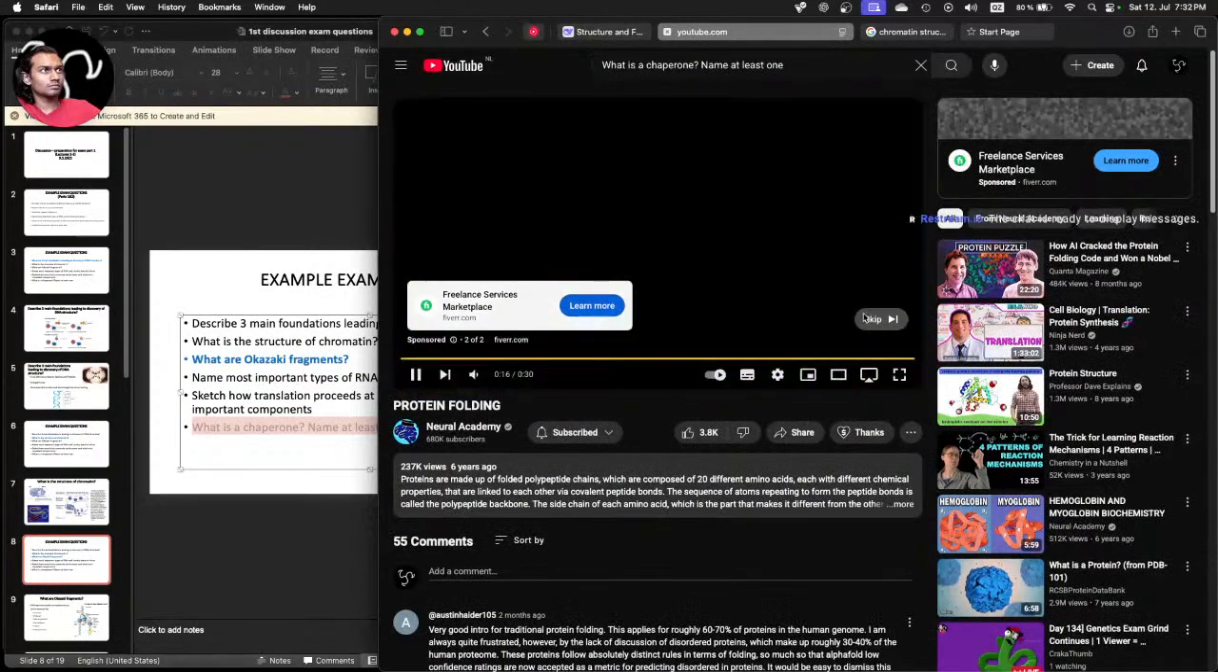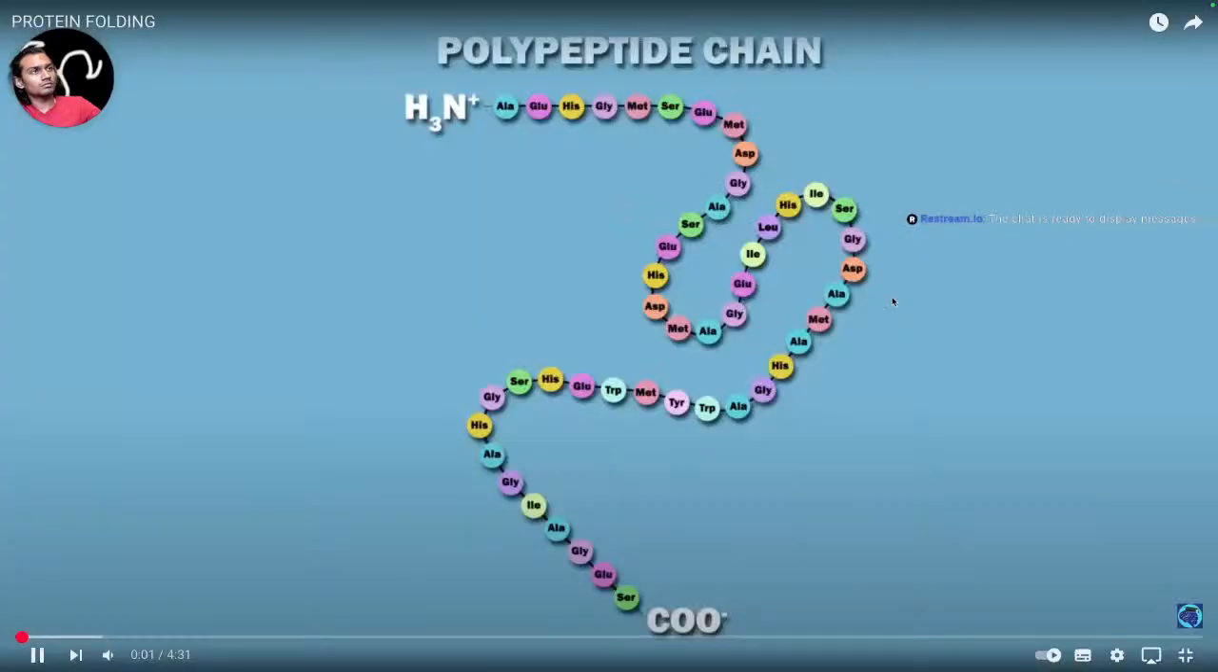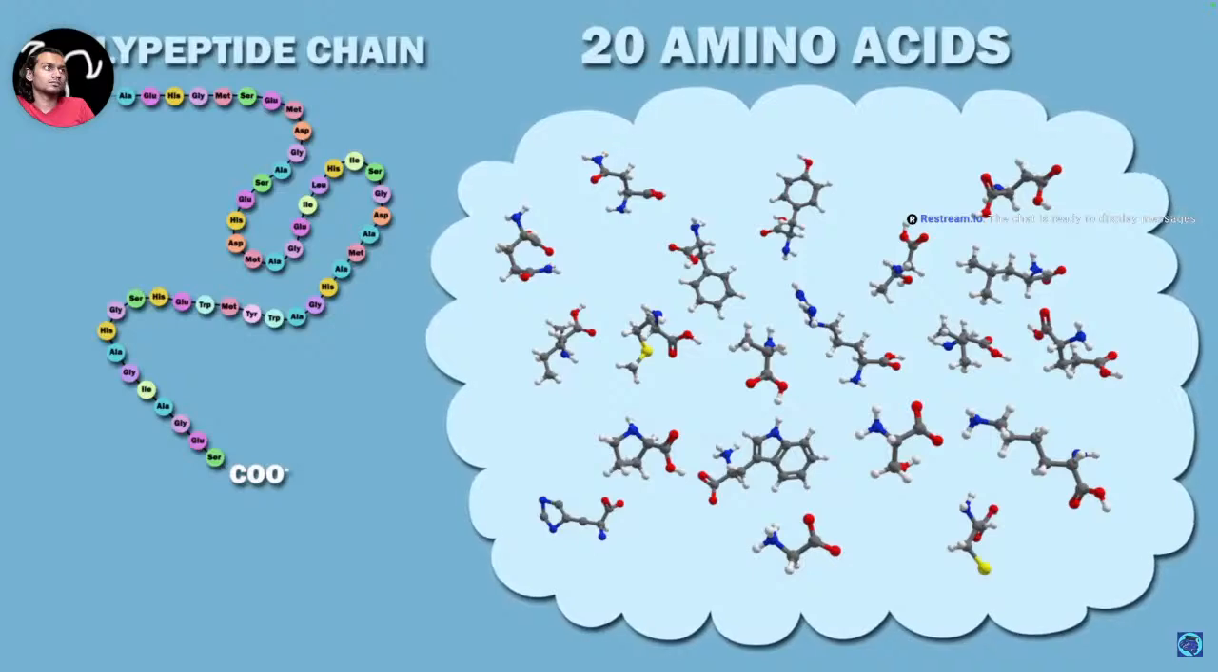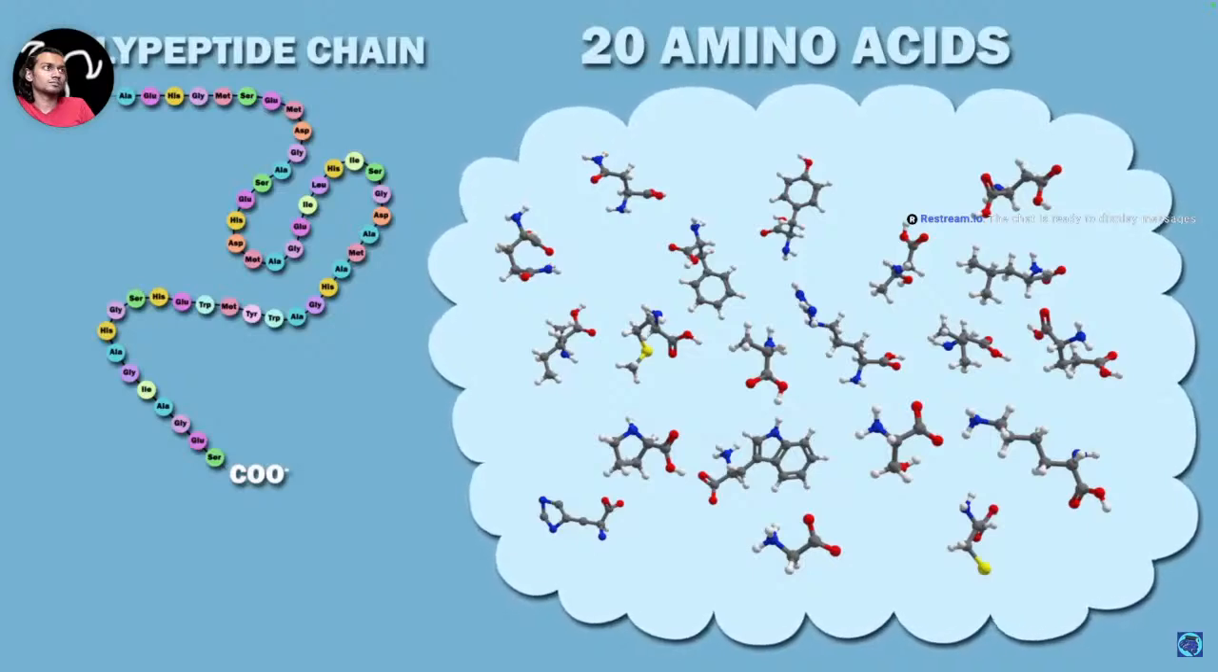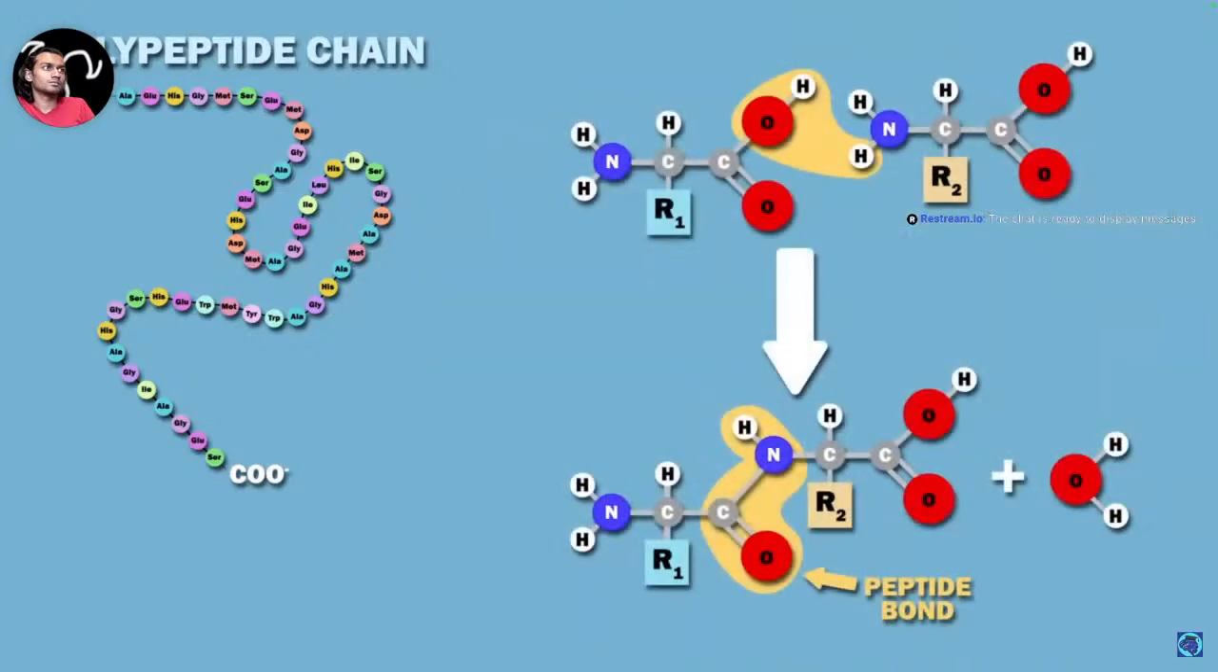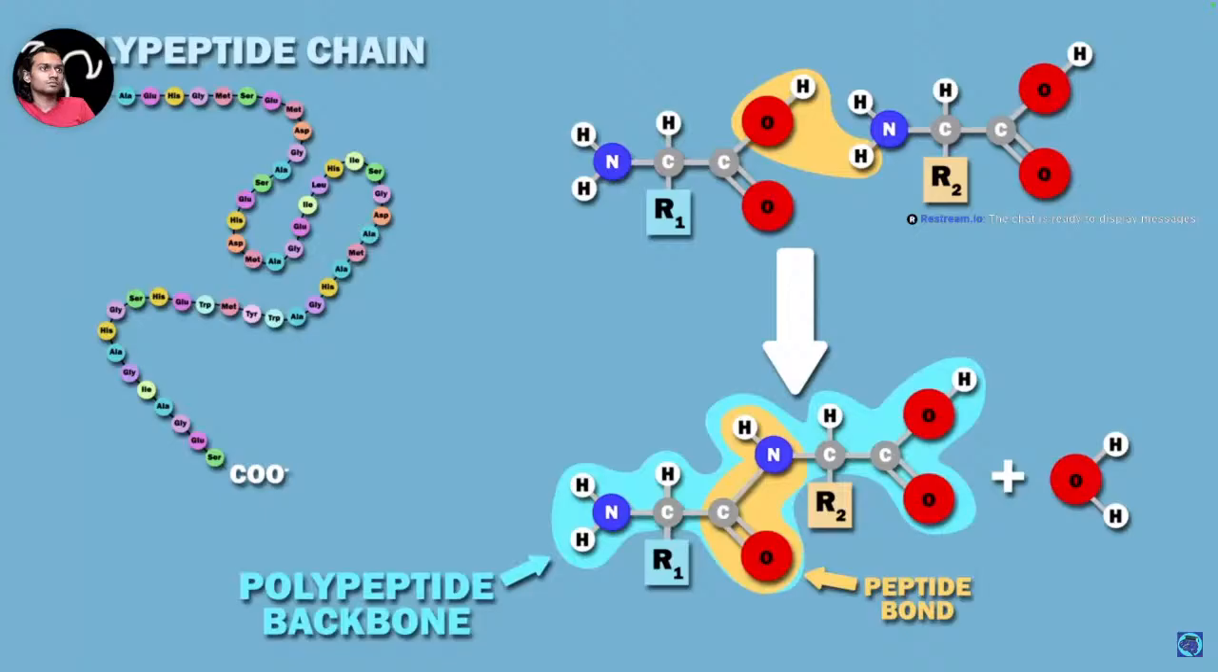Proteins are made up of folded polypeptide chains, which are composed of 20 different amino acids, each with different chemical properties that are linked to each other via covalent peptide bonds. The sequence of atoms repeating to form the peptide bonds is called the polypeptide backbone.